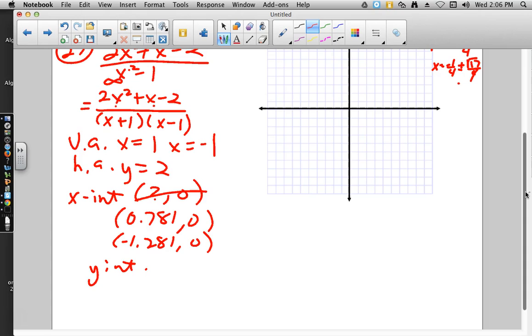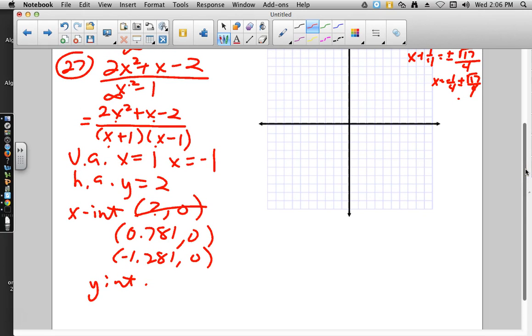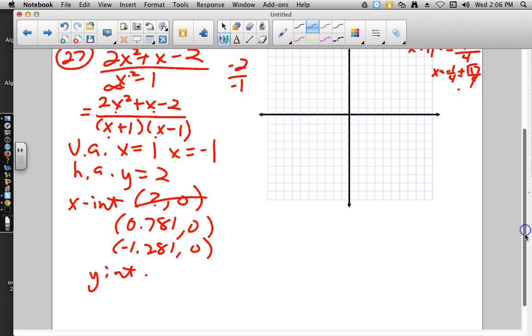And then the y-intercept is found much easier and faster by just going ahead and putting a 0 back in for x everywhere that we see one. Whether or not you do that in the original or the factored form makes no difference. But 0, 0, negative 2, 0 minus 1, negative 1, that's going to give us 2. So y equals 2.